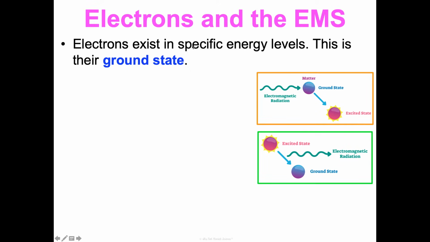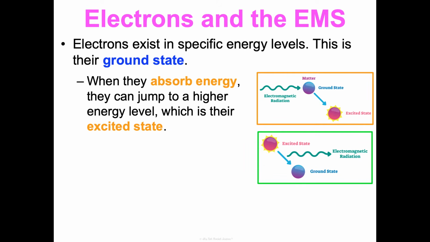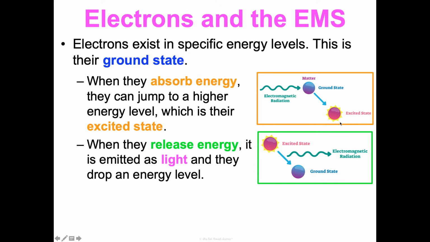You remember from last unit that electrons are in the electron cloud and the cloud is divided into shells or energy levels. And electrons exist in specific energy levels based on how much energy they have. And this is considered their ground state. Now, when they absorb energy though, they can then jump to a higher energy level. And when they do that, that is their excited state. And so that's what we can see here in this orange picture. You've got an electron in its ground state. It absorbs electromagnetic radiation and then gets excited and jumps levels.